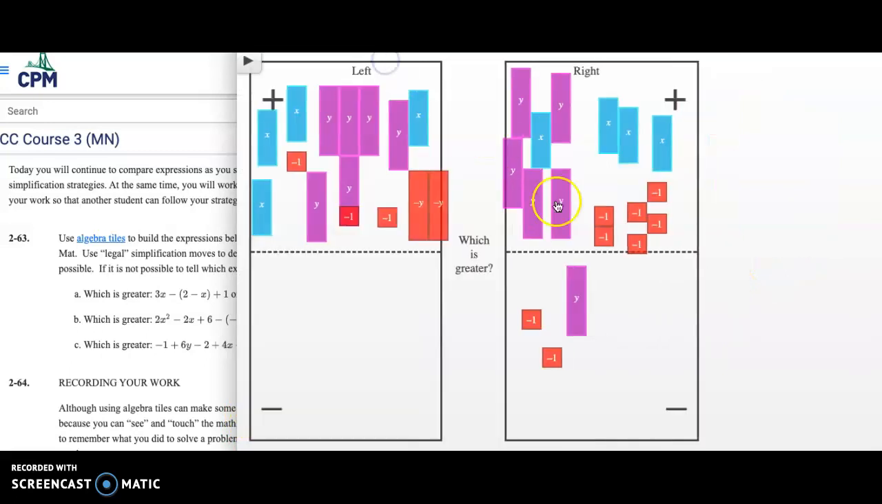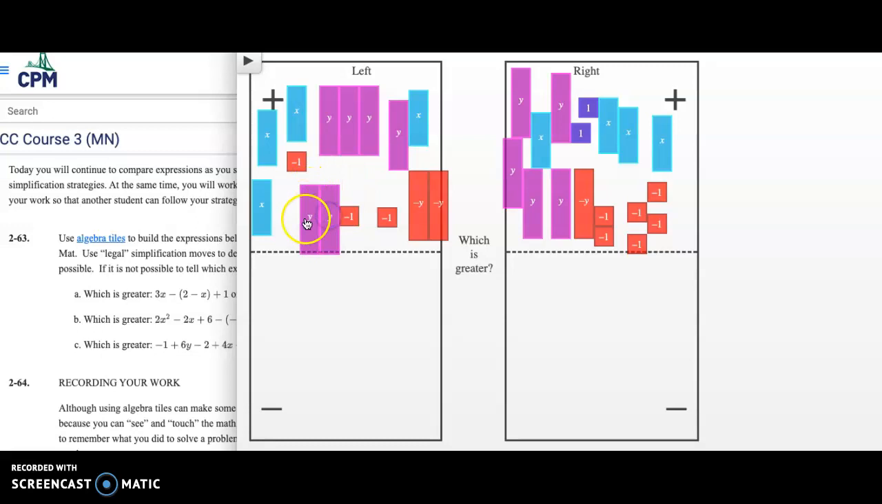Okay, now we're going to use our legal moves. So on the right-hand side, I want to make those tiles in the opposite region what they actually are. The opposite of a positive y is a negative y. So flip it up, make it what it is. The opposite of -2 is +2. All right, so then now I'm going to try to make some zeros. I know that 2y's and -2y make 0, so I'm going to take off these 2 positive y's and these 2 negative y's.